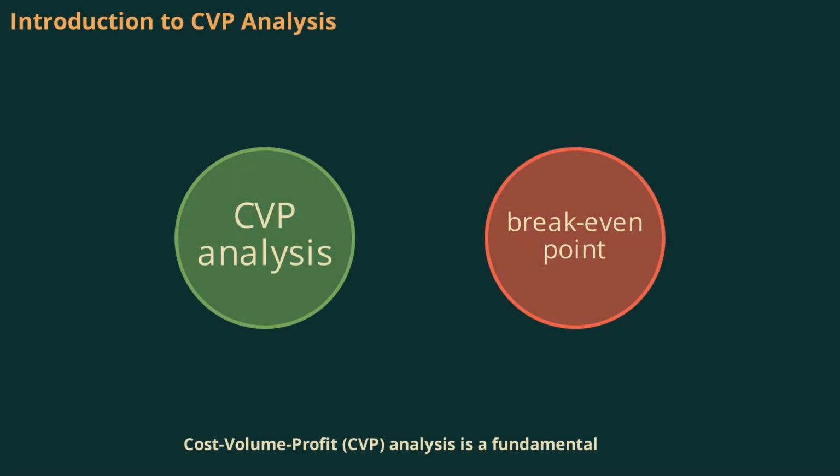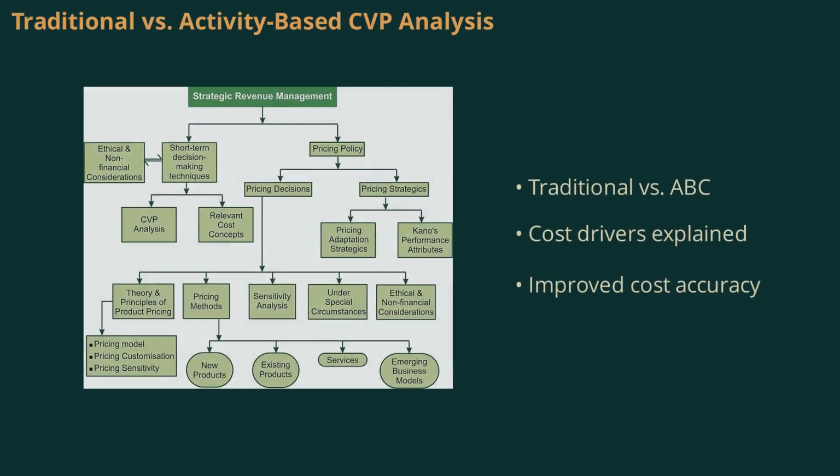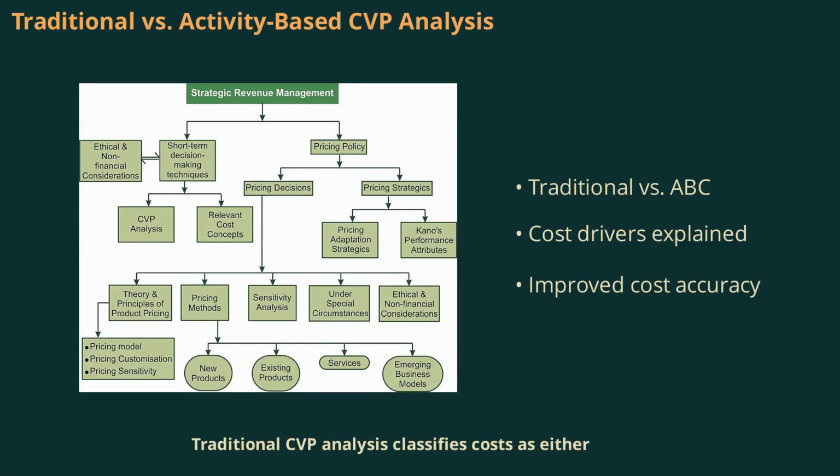Recognizing the distinction, cost-volume profit (CVP) analysis is a fundamental tool for understanding how changes in cost, sales volume, and prices affect a company's profit. It helps managers determine the break-even point, the level of sales at which total revenues equal total cost, resulting in neither profit nor loss. CVP analysis is especially useful for planning, controlling, and evaluating decisions related to product modification, pricing, and resource allocation. CVP analysis classifies costs as either fixed or variable with respect to production volume.